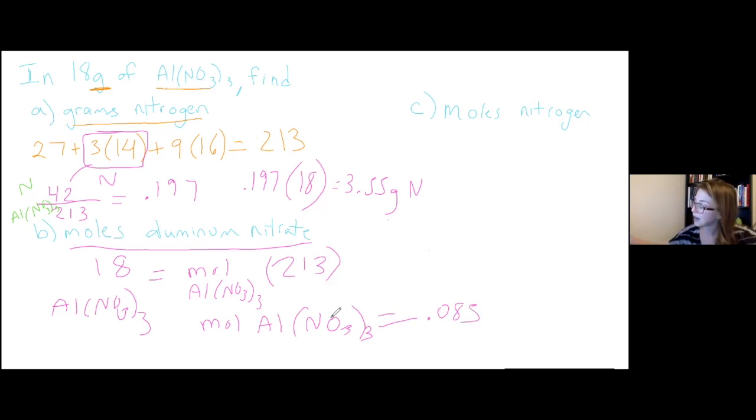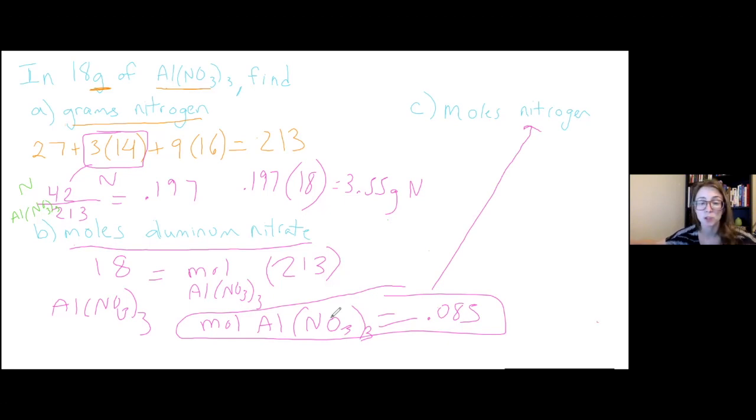Now for C, I have my moles of aluminum nitrate. That's my moles of my whole, and they're asking me for a moles of a part of that. So remember, I just multiply by the subscript. So there are how many nitrogens in one molecule of aluminum nitrate? Because that 3 outside of the parentheses distributes, there are 3 nitrogens here. So I'm going to multiply my answer from part B by 3. And we get 0.254. That's it.